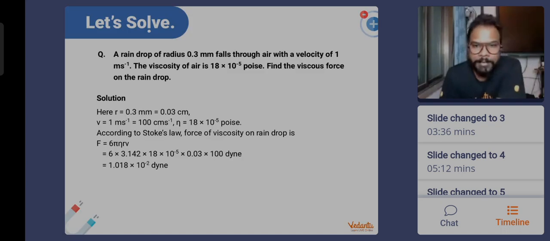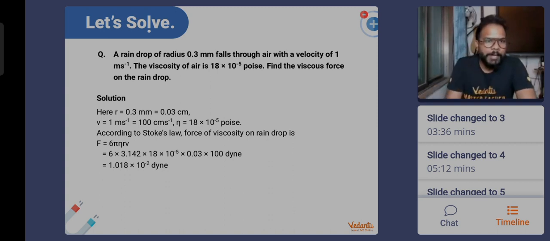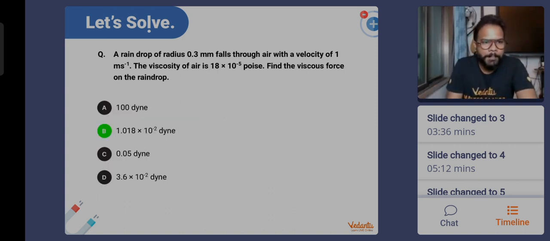When we do the maths, obviously I'm not doing that maths, we'll get the value as close to 1 into 10 to the power minus 2. That's option B. So we converted everything into CGS units and then simplified it as the value demanded per the options. Okay, everyone, next one is a question that you will have to answer. I will set that question as a quiz.